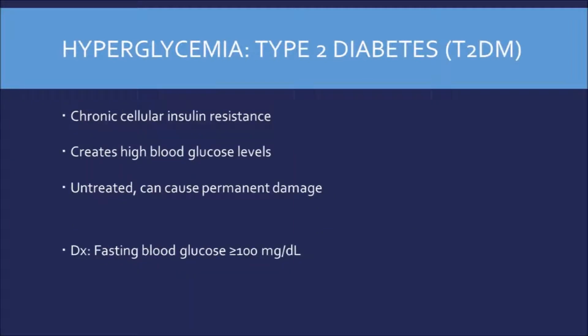Hyperglycemia, or type 2 diabetes mellitus, is a chronic cellular insulin resistance which creates high blood glucose. Left untreated, this can cause permanent damage to the eyes, kidneys, nerves, or heart. Diabetes affects about 29.1 million Americans. A diagnosis of hyperglycemia can be made with a fasting blood glucose of 100 milligrams per deciliter.